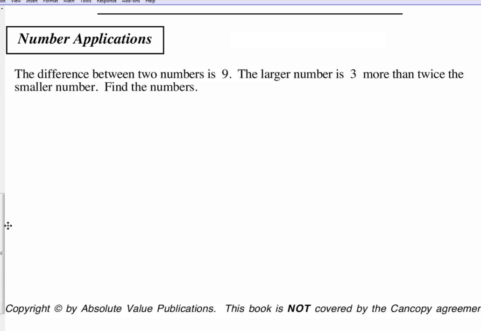Okay, so what I'd like you to do is I'm going to step back for a second. I'd like you to try and come up with the 2 equations. So read through this. It says the difference between 2 numbers is 9. The larger number is 3 more than twice the smaller number. Find the numbers. We're on page 641.